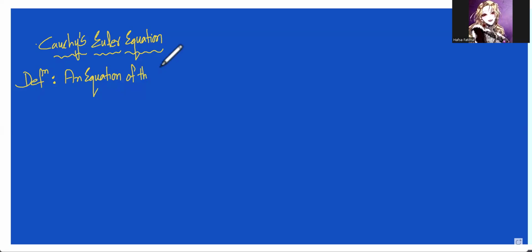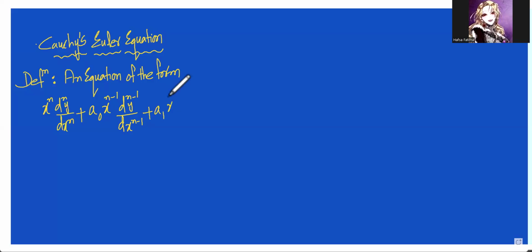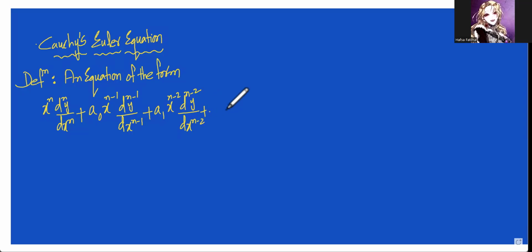An equation of the form: x^n d^n y/dx^n + a0 x^(n-1) d^(n-1) y/dx^(n-1) + a1 x^(n-2) d^(n-2) y/dx^(n-2) + and if you continue this process up to an, we have y equal to some Q of x. So what do you mean by this?